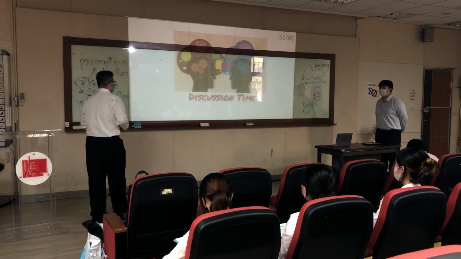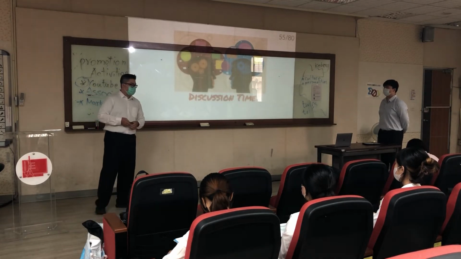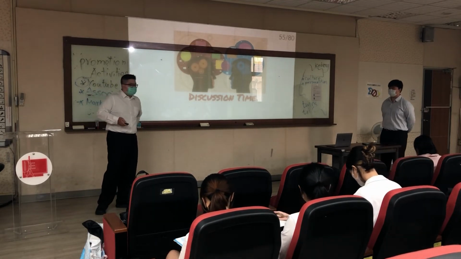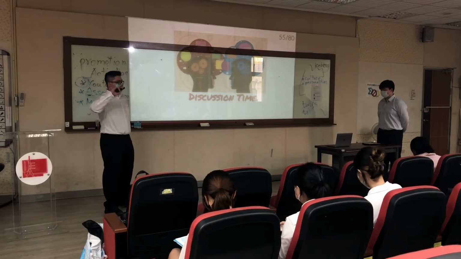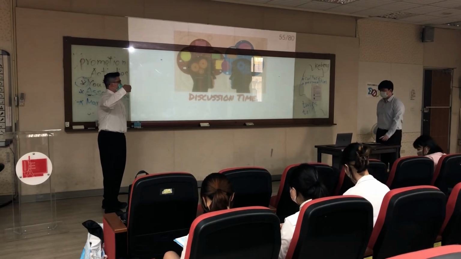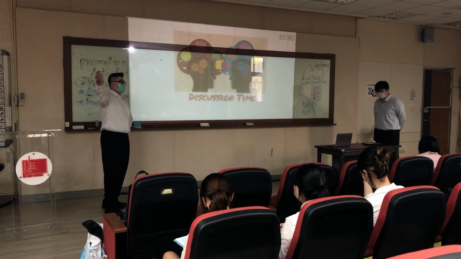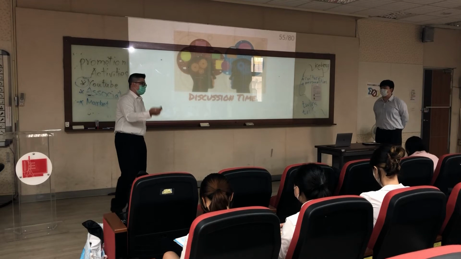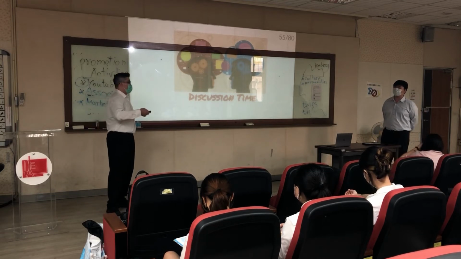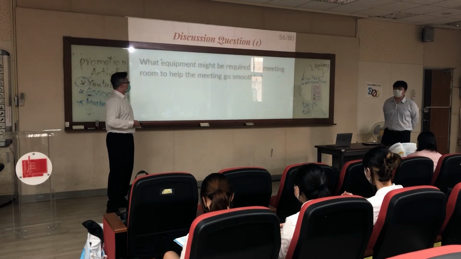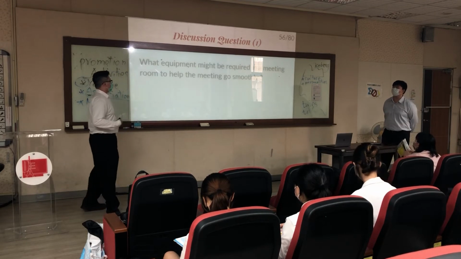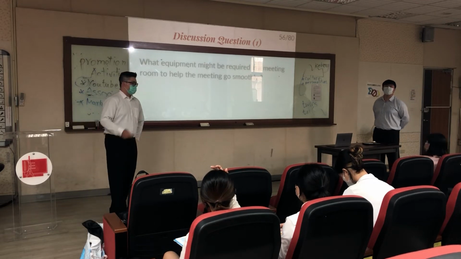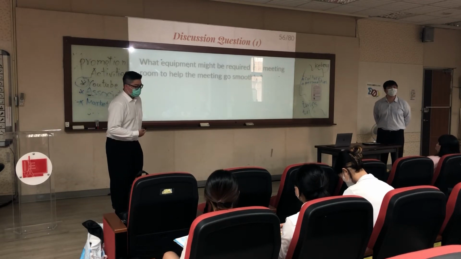So now it's discussion time. You can see your textbook at page 12. In the box, you will see the discussion questions. I got 2 questions here. If you have an idea, any reason, any kind of answer that you want to share with us, please don't be shy and raise your hand. No matter whether you got a correct or incorrect answer, I will give you a reward. So question 1. What equipment might be required in a meeting room to help the meeting go smoothly? Does anyone want to answer the question?